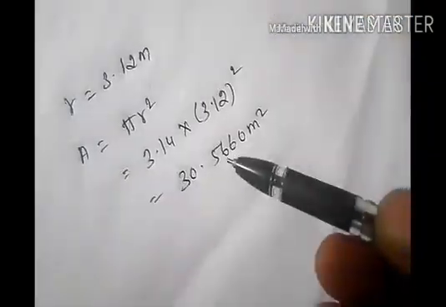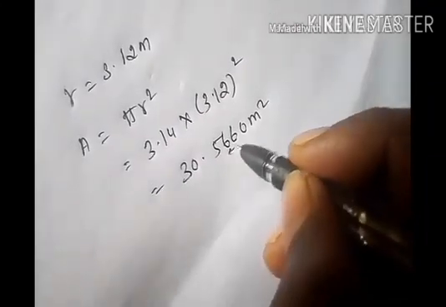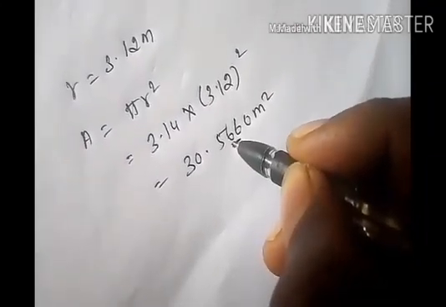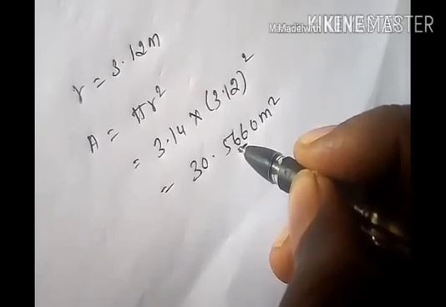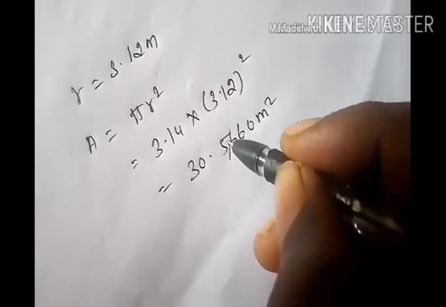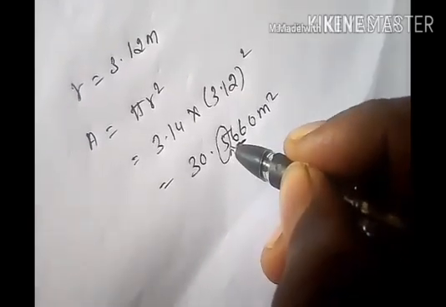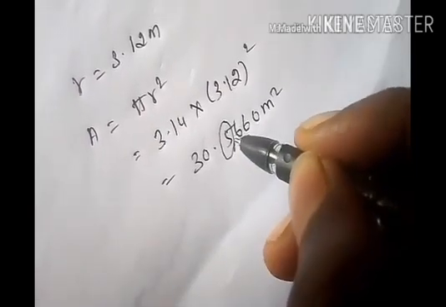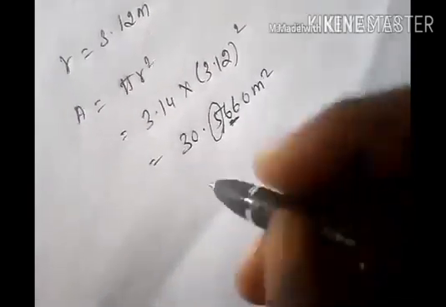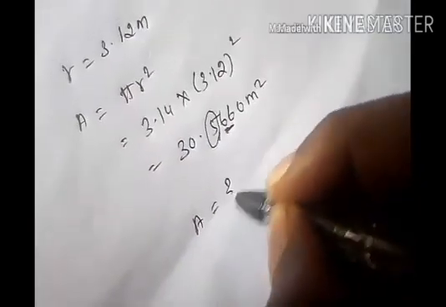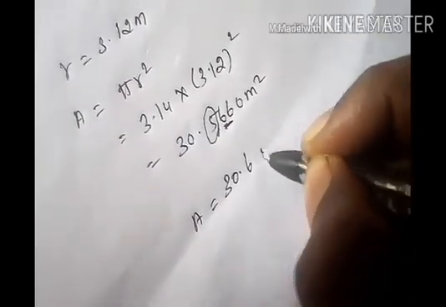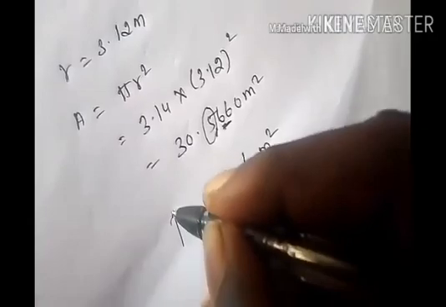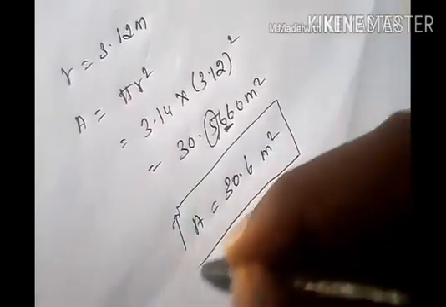Here you look, the fourth digit is 6. The 6 is greater than 5. So then the preceding digit, 5, is an odd number, so you should increase it by 1. So the area is equal to 30.6 meter square. This is the area with the significant figures.